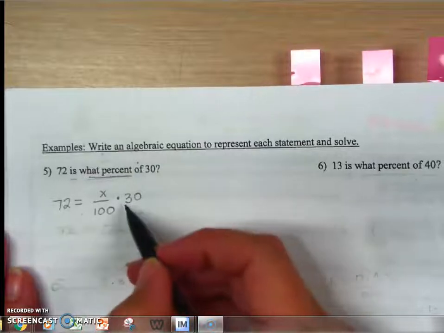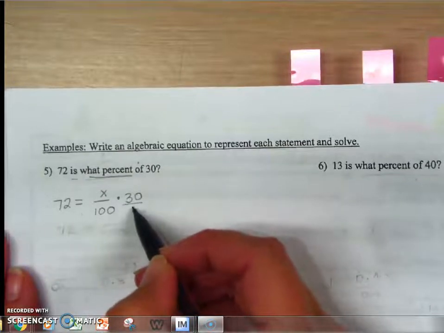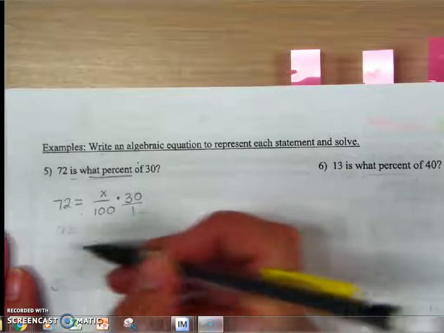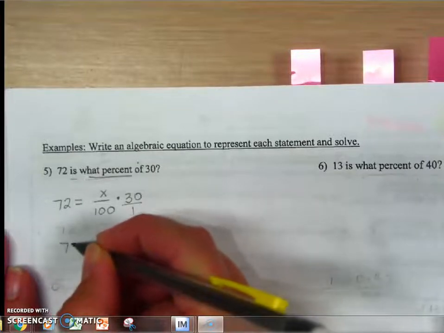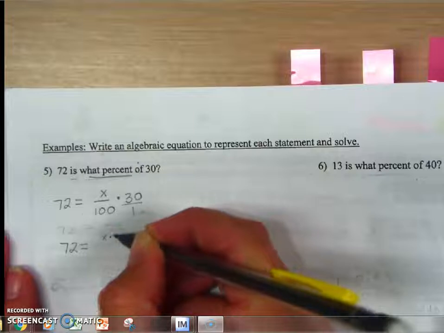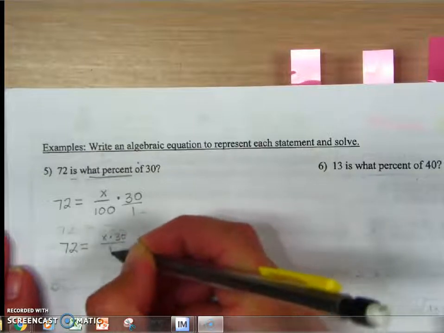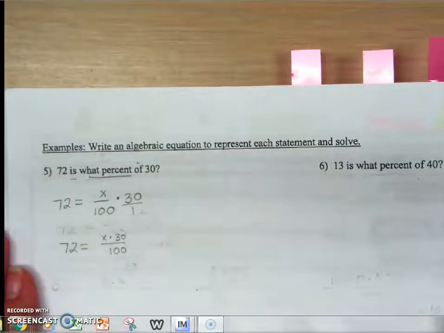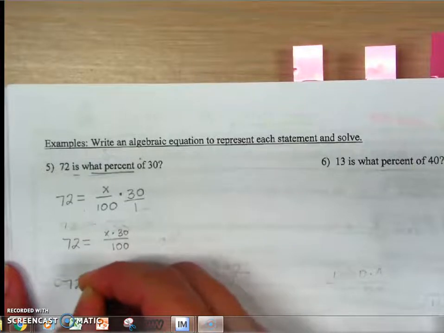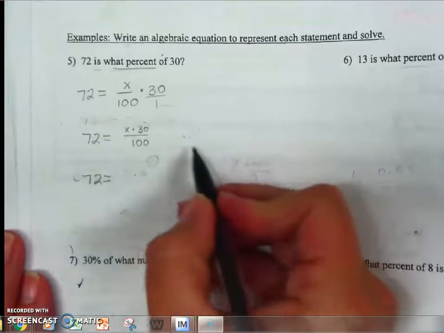Now, because this is being multiplied, I can put this 30 over 1, and I know that I can put all of those together up top. So let's write that down. 72 equals x times 30 over 100. That's another way to see this. Or x times 30 hundredths. Well, as I say it that way, you might be able to see that I can rewrite 30 hundredths like this. Watch this, 30 hundredths.